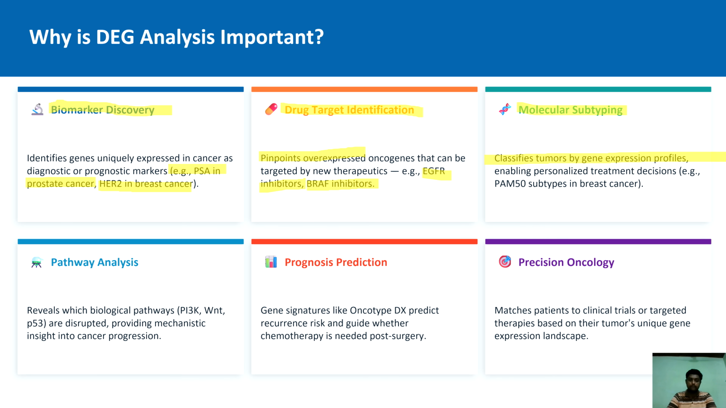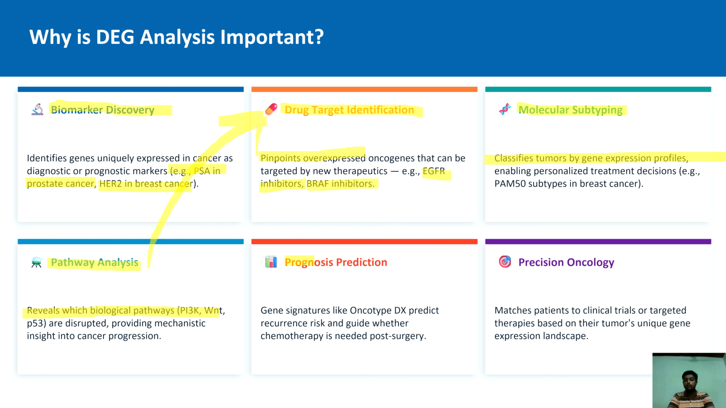Then pathway analysis. I already told you, if we know the dysregulated or differentially expressed genes, we can predict which genes are related to which pathways, and through the expression changes in cancers, which pathways are modulated, inhibited, or upregulated by the gene expressions. If we predict that, this will be directly useful for drug target identification.